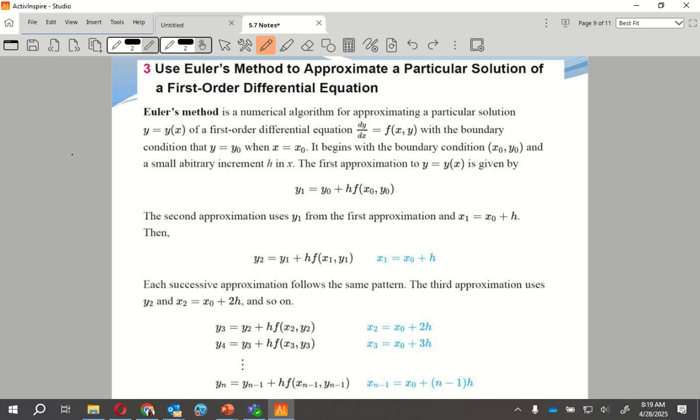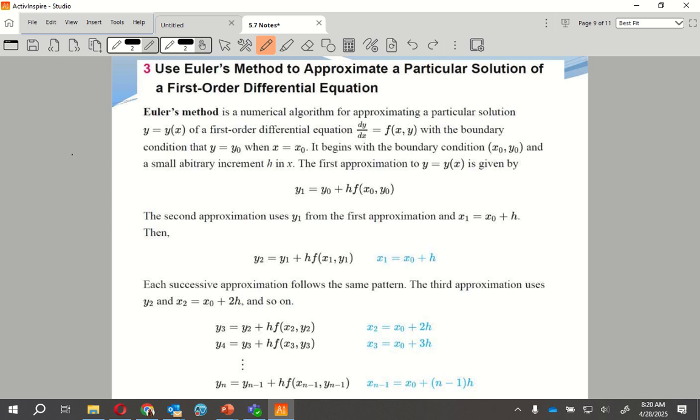Anyway, Euler's method. So we're approximating a particular solution of a first order differential equation. Given a first order differential equation, what is a derivative? It gives me the what? The derivative? Slope. Just the derivative itself is going to give me a slope, right? Okay. So the derivative is going to give me a slope.